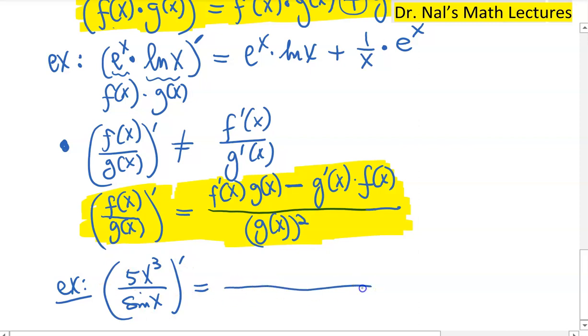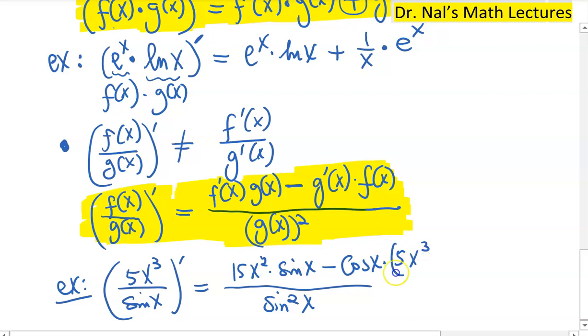Should be pretty easy. In the denominator, we'll just square the denominator, sine squared of x. In the numerator, we'll take the derivative of the first one, 5x cubed. The derivative would be 15x squared multiplied by the function in the denominator, minus the derivative of the function in the denominator, which is cosine of x, times the numerator, 5x cubed. And that's pretty much it. So this would be the desired result.